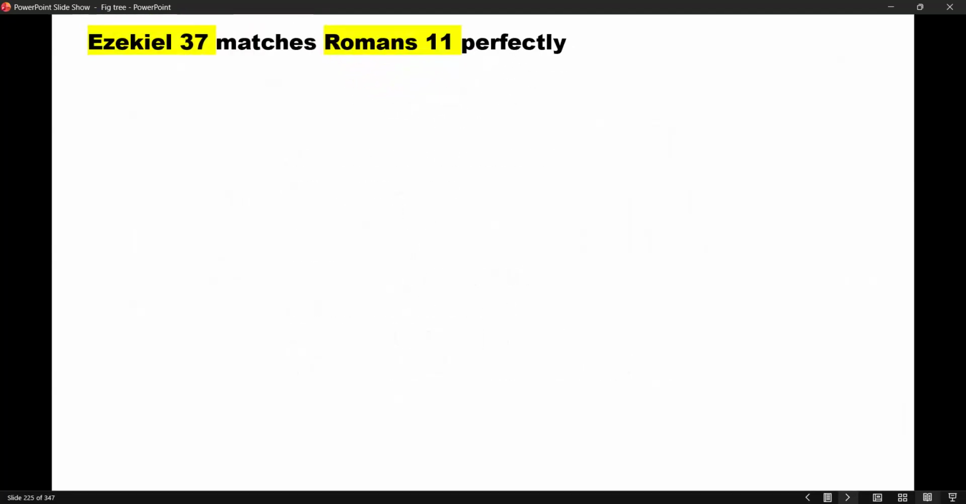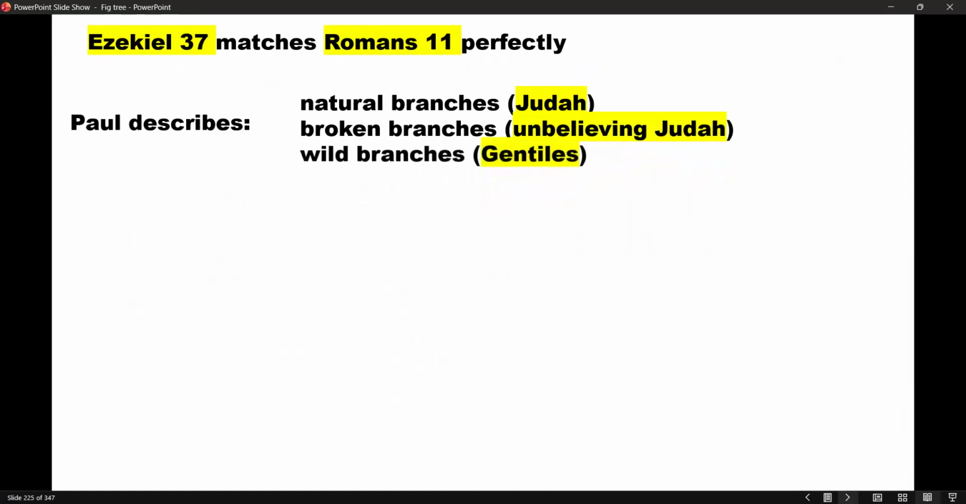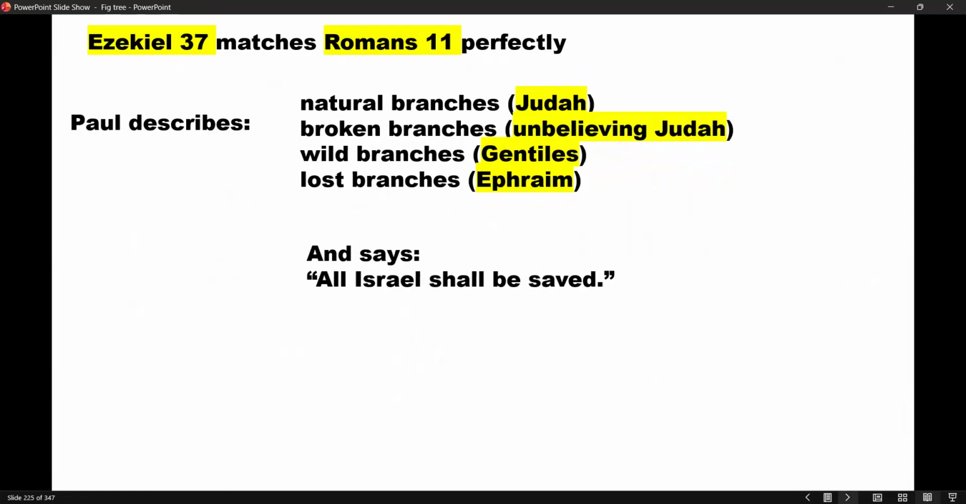So Ezekiel 37 matches Romans 11 perfectly. Paul describes natural branches, which is Judah, broken branches, unbelieving Judah, right? Because they had a hard time believing the Mashiach. Wild branches were the Gentiles or the proselytes, lost branches, which is Ephraim, who is scattered amongst the Gentiles, and says all Israel shall be saved. And a lot of people take this as, well, see, no matter what Israel does, they're going to be saved. That's not fact.